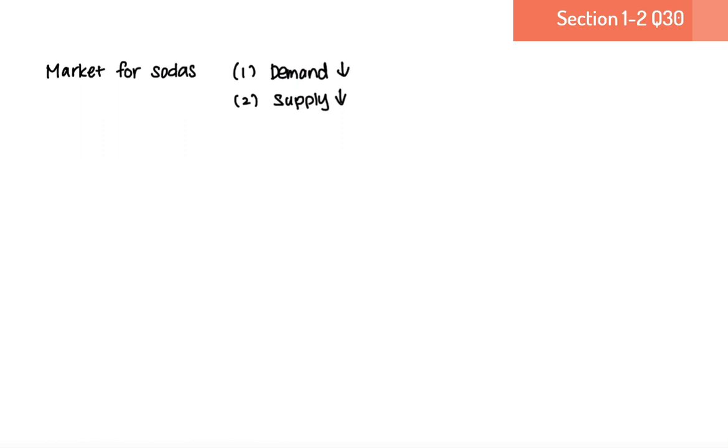So here's our answer to part A. We have a fall in demand and also a fall in supply. So we have simultaneous shifts of the demand and supply. Let's move on to part B.